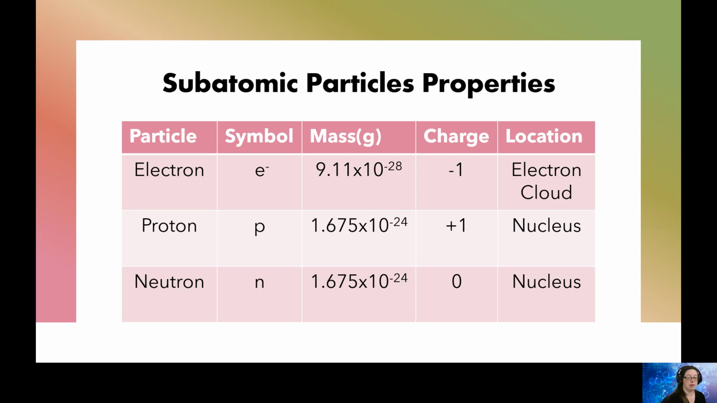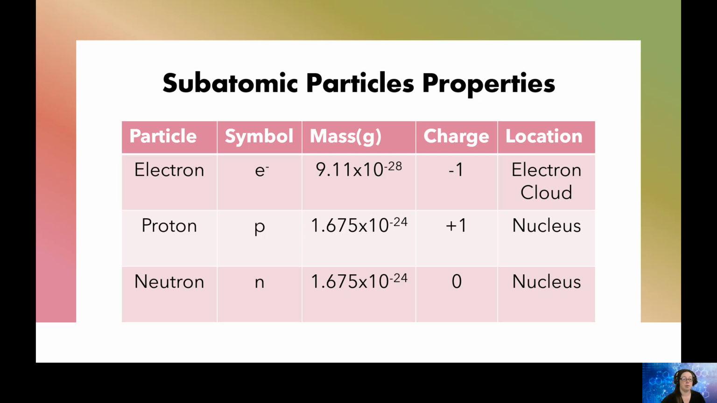So for example, the electron, we use the symbol e with a negative sign to represent electrons when we're writing. So you can use that in your notes instead of writing out the whole word. The mass of an electron is 9.11 times 10 to the negative 28th power. So it's super, super tiny. And the charge, of course, is a -1 charge. Right here, -1 charge. Okay, and of course the location is in this electron cloud.